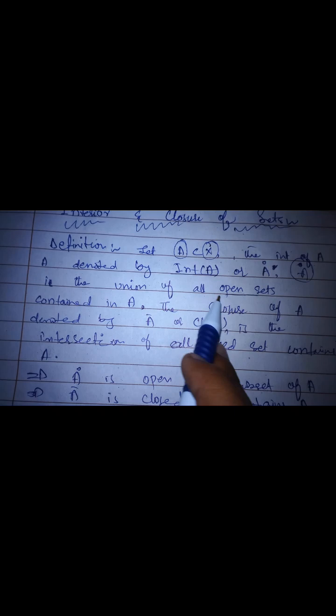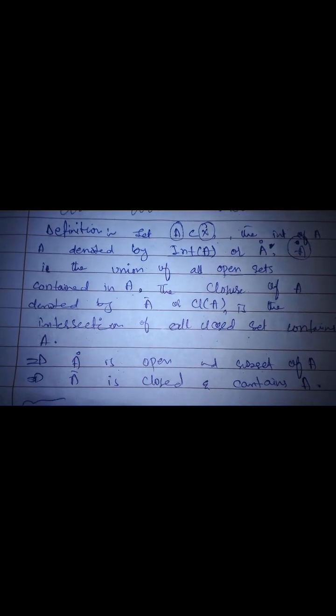Suppose that this is the topology and this is X. The topology consists of subsets of X that satisfy three properties. If a set belongs to the topology, it is called an open set. The interior of A is the union of all open sets contained in A.